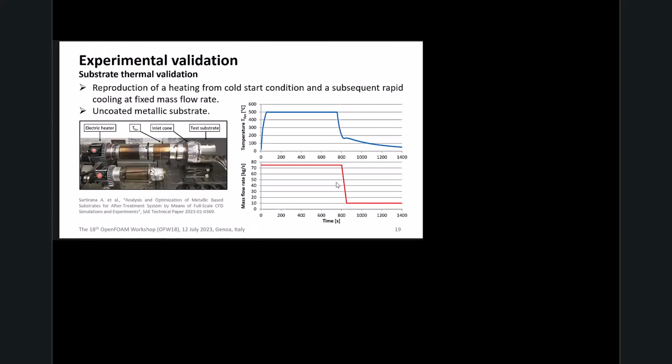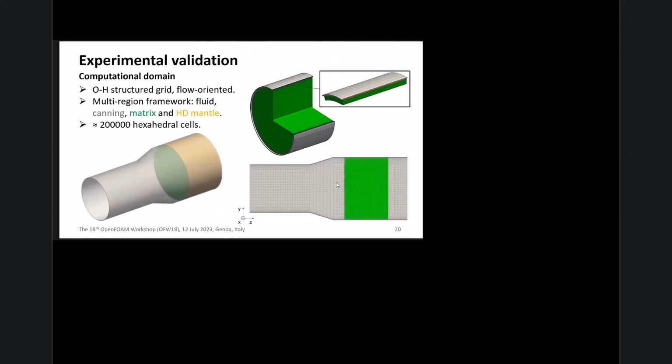I start by proposing a substrate thermal validation. In this test, the goal was to reproduce a heating from cold start condition and then a rapid cooling, keeping a fixed mass flow rate. The substrate that was tested is an uncoated metallic substrate. Here there is an overview of the computational domain.